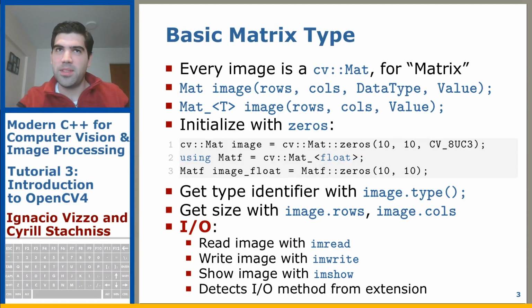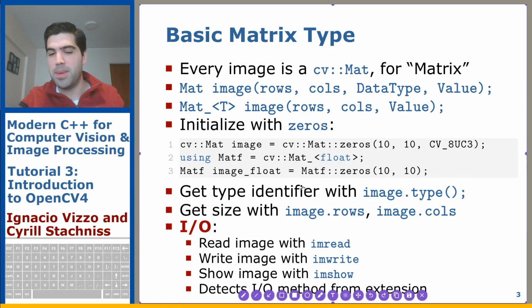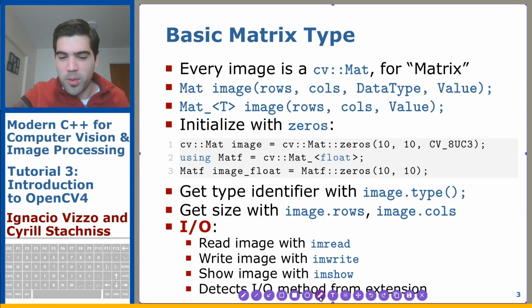Then, so that's the most condensed history about data types in OpenCV. Then the most important class in OpenCV is going to be cv::Mat, that stands for matrix. And then basically everything in OpenCV will be a sort of a Mat, right? So images will be matrices, descriptors, and so on.